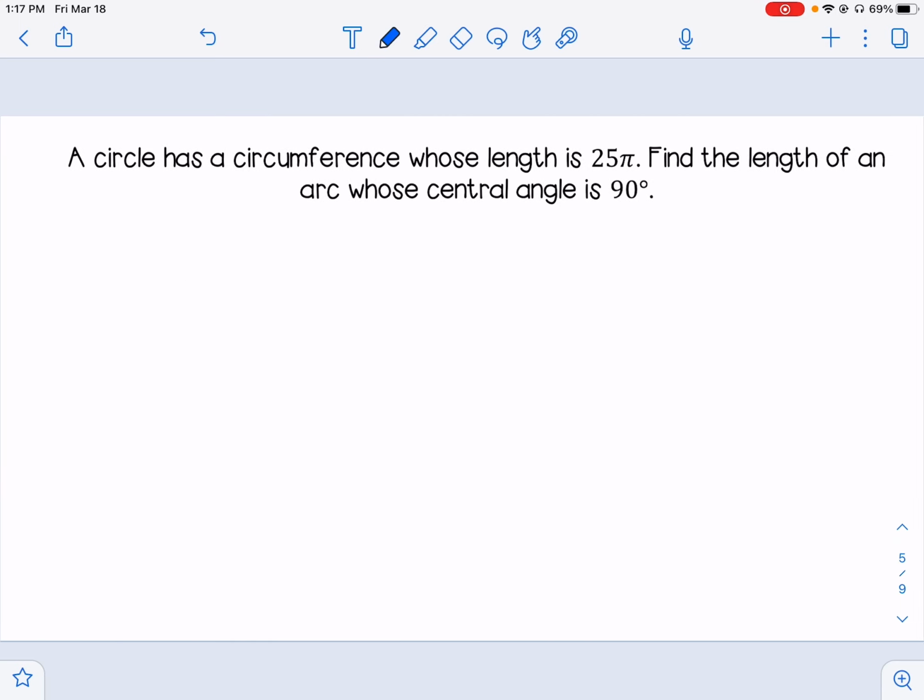Here's one more arc length problem for us. So it says a circle has a circumference whose length is 25 pi. So I'm going to say the circumference is 25 pi. We also know that that's equal to 2 pi r. It wants us to find the length of an arc, so we're trying to solve for s. So I know I'm going to use the formula s equals theta over 360 times 2 pi r, whose central angle is 90. So I went ahead and gave us that part.